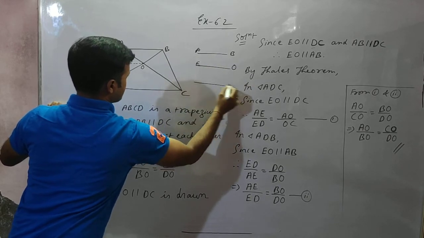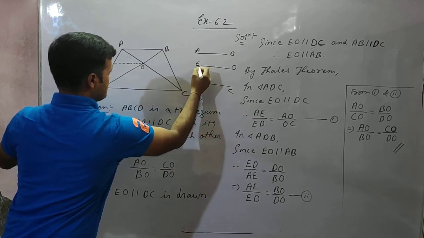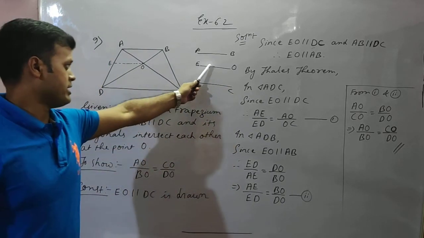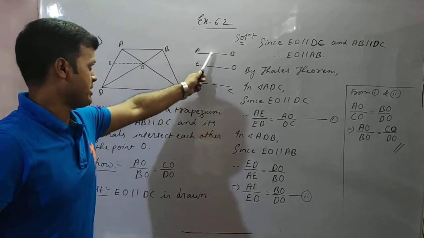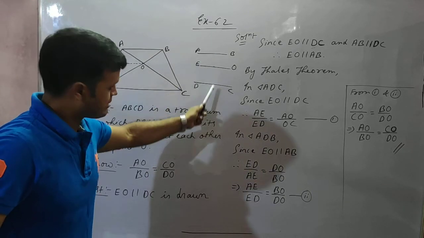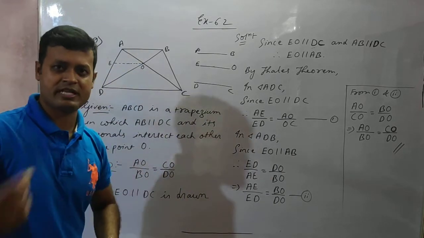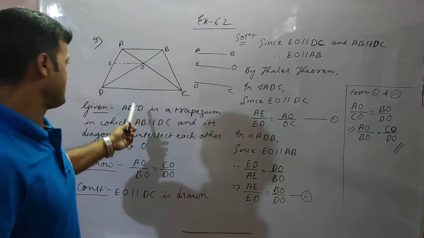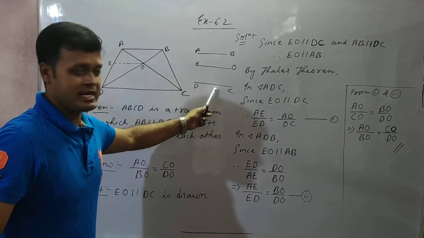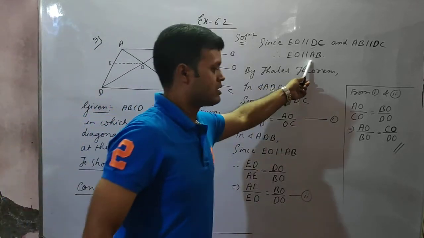and this is DC. If EO is parallel to DC and AB is also parallel to DC, that means what? Why is AB parallel to DC? Because one pair of opposite sides of a trapezium are always parallel. ABCD is a trapezium, isn't it? So EO is parallel to DC and AB is also parallel to DC, that means EO is parallel to AB, isn't it?